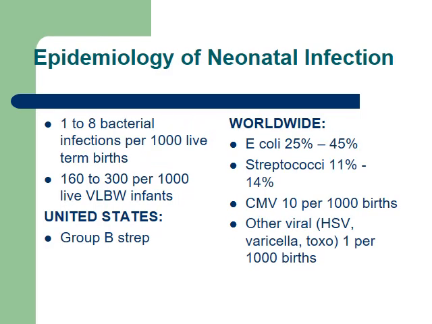The epidemiology of neonatal infections. One to 8 bacterial infections occur in about 1,000 live term births. There are 160 to 300 per 1,000 live very low birth weight infants. So those very low birth weight infants have a 20 to 40 times greater risk of having an infection. In the United States, the biggest problem is group B strep.